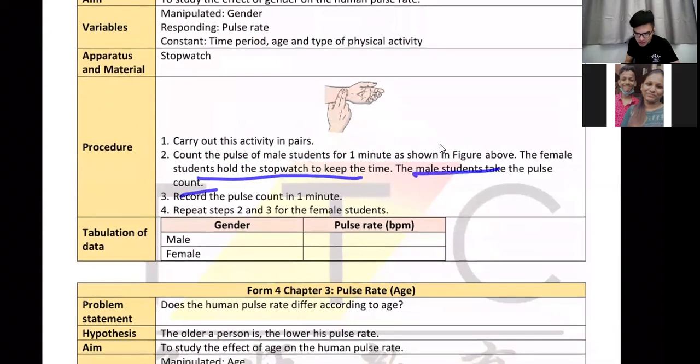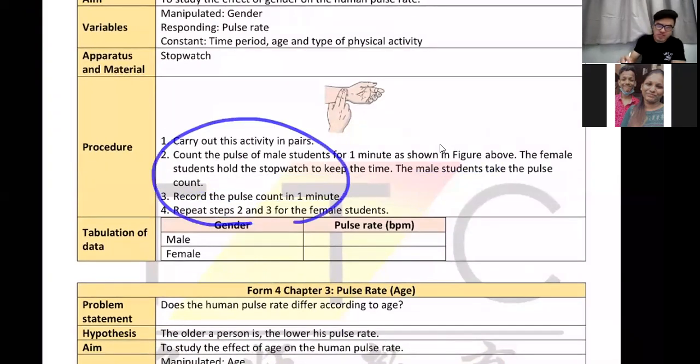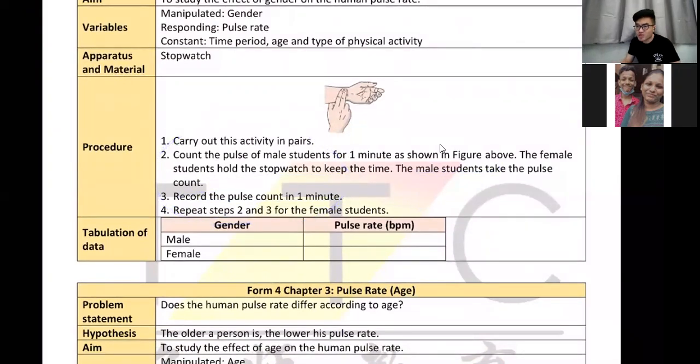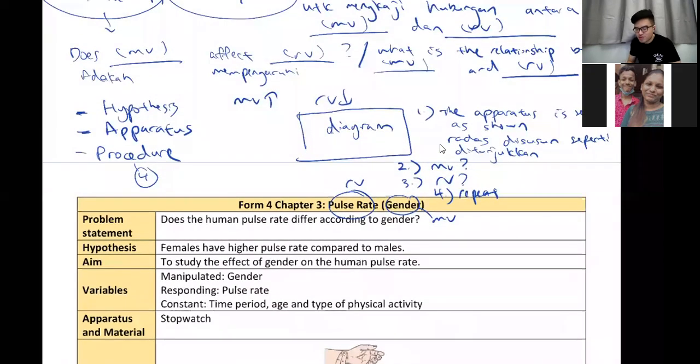Male student, keep the pulse count. Okay, record in 1 minute, repeat the step. Okay, might say, sir, why are their procedures very different from yours? Is yours wrong? No. Because this one, okay, let me ask you, how do you draw?